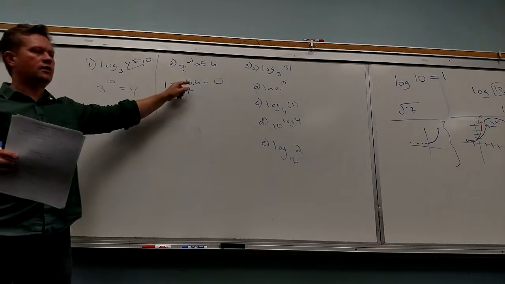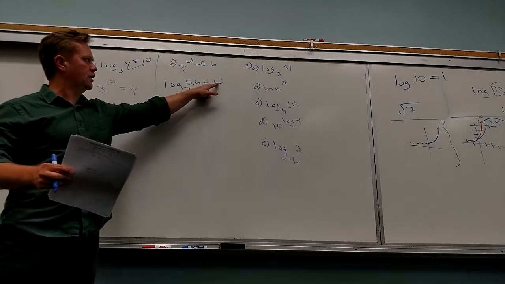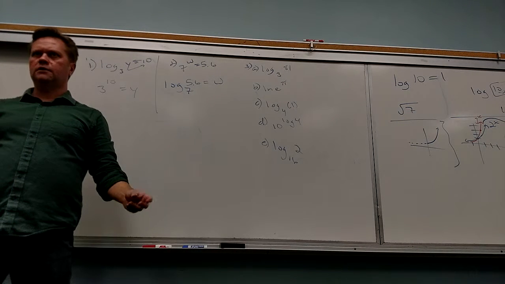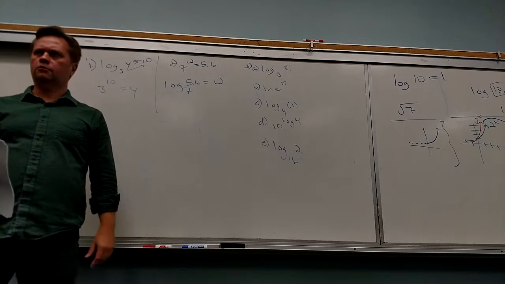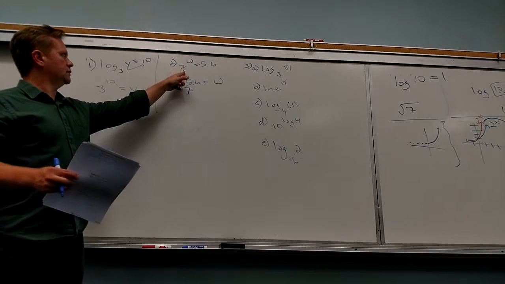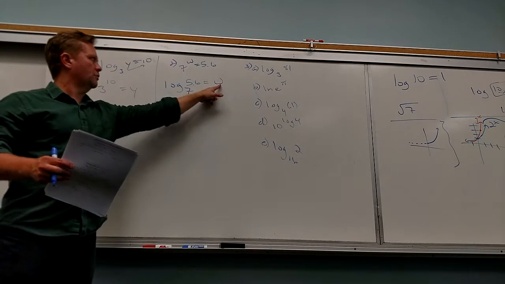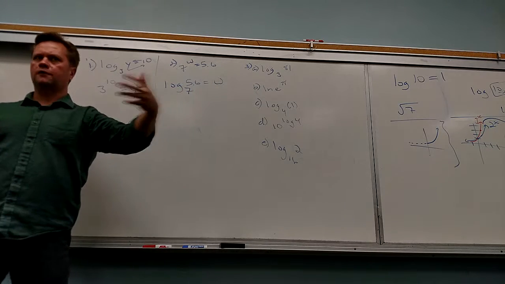But what do you do at the end then? You just really quick check. 7 to the W equals 5.6. Yay. So checking it would be easy, and you can pick up a mistake pretty quick. But the base is the base. The output is the input, and the input is the output. That's how inverse functions work.